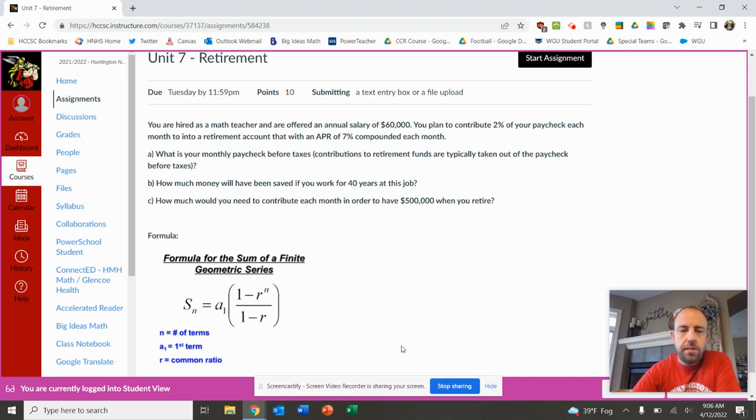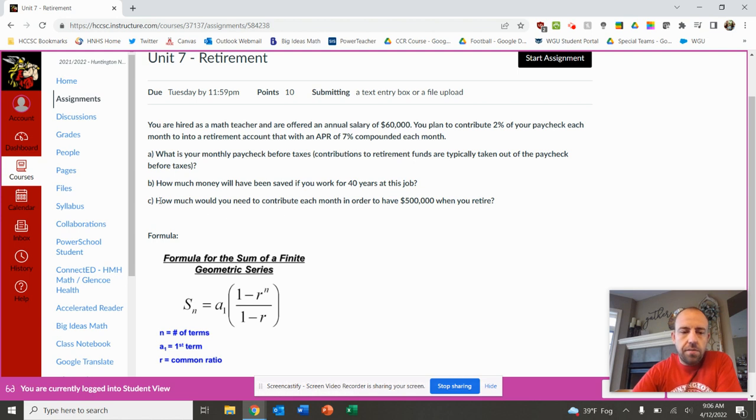So it's what's your monthly paycheck before taxes. My hint would be there's 12 months in a year, and you can assume that you're going to get two paychecks each month. Okay, that'd be kind of a rough estimate on that. Now for B, once you figure out your answer for A, that's going to be your initial amount. Then you want to figure out how much money will you have saved if you worked at this for 40 years. Now N will not be 40. It's going to be 40 times 12 because it's going to be 12 months a year for 40 years.